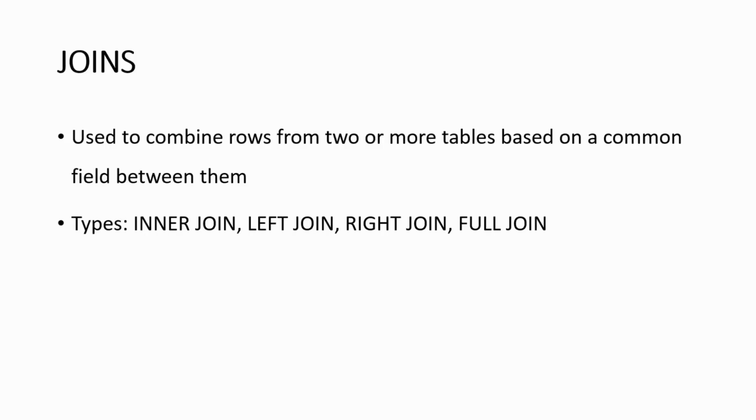All right, so now we're going to take a look at another very important part of using relational databases, and that is table joins. Joins are used to combine rows from two or more tables based on a common field between them. There are different types of joins. We have an inner join, left and right joins, and a full join. So let's take a look.